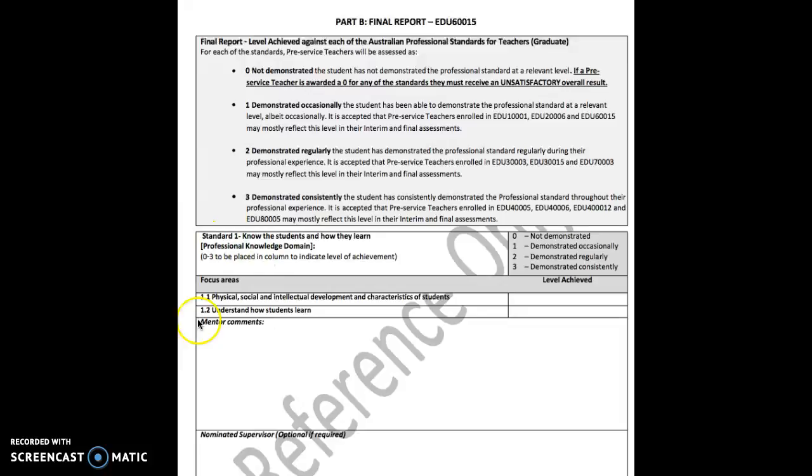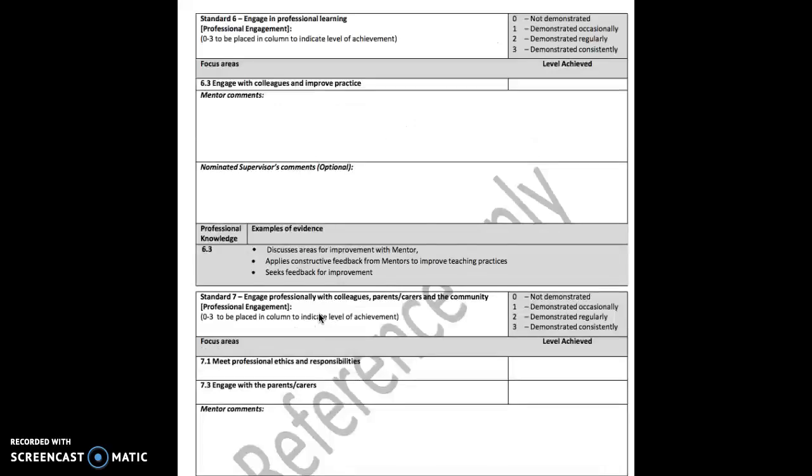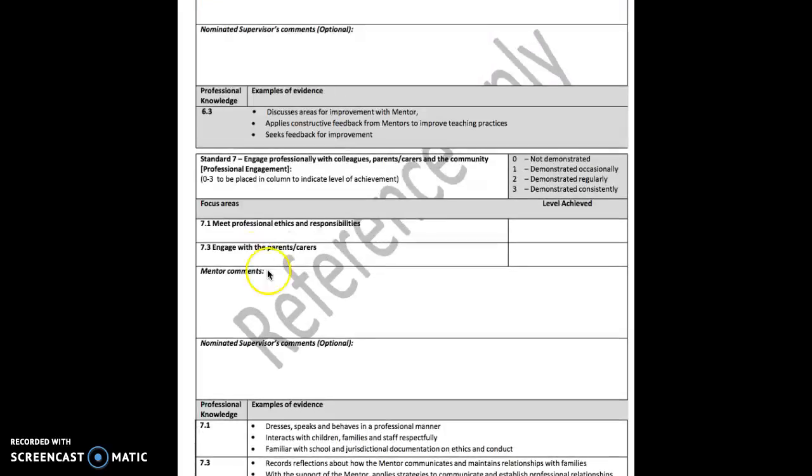Now, when you have a look at each of the standards and the focus areas within them, you will see that there are going to be times when it is obvious that you may only be able to demonstrate that occasionally. For example, you would expect in Standard 1 that there is more opportunity for you to demonstrate this regularly or even consistently, demonstrating that you understand how students learn. However, if we scroll through the report, for some of you in particular, it might be quite hard for you to demonstrate 7.3. So this particular focus area, which is engage with parents and carers, you might only end up with a 1 here because you've just demonstrated it occasionally, and that is okay. It will really depend on the placement, your school, your MT, and so many other variables.